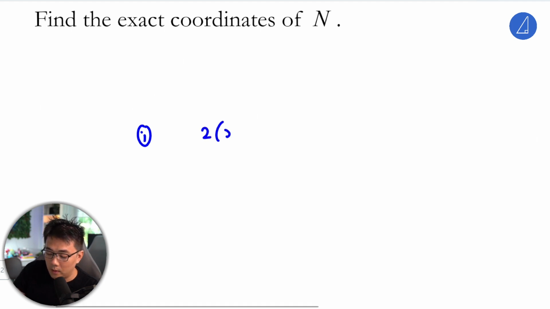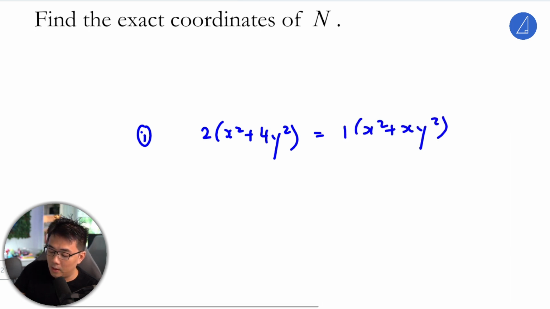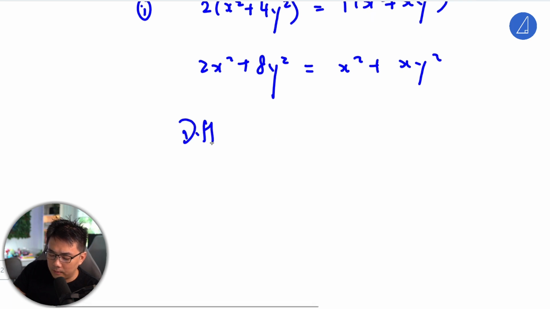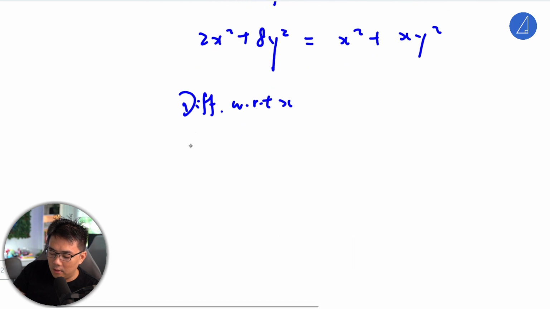So 2x squared plus 4y squared is equals to 1 multiplied by x squared plus xy squared. So this case will be 2x squared plus 8y squared is equals to x squared plus xy squared. So differentiate with respect to x, what we get is 4x plus 16y dy/dx, implicit differentiation.